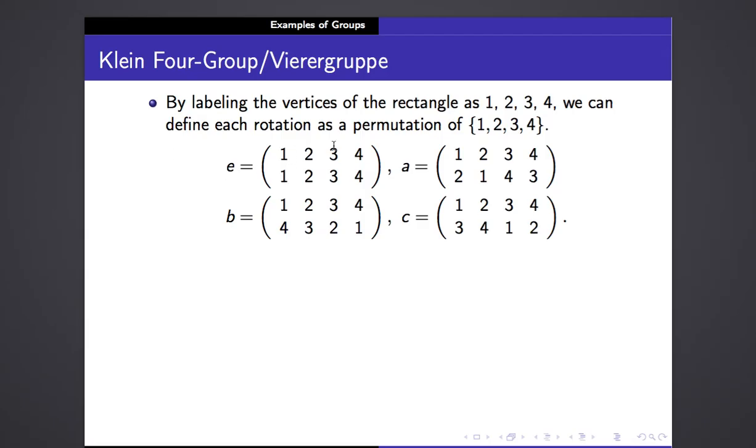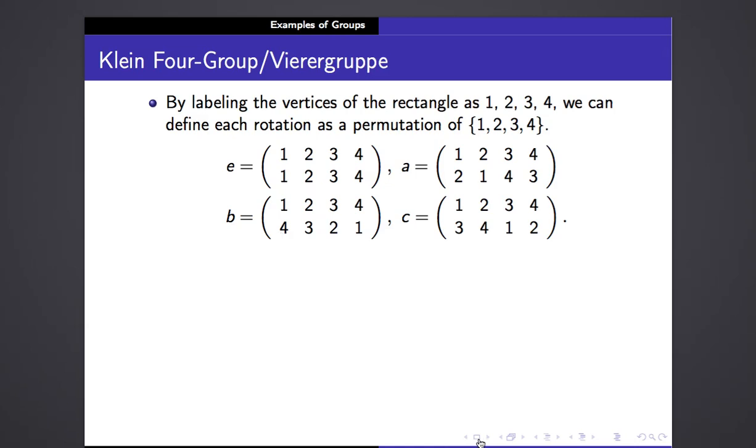All right? So E equals 1, 2, 3, 4 to 1, 2, 3, 4. Obviously, 1 goes to 1, 2 goes to 2, 3 goes to 3, 4 goes to 4. So nothing happens, right? That's the identity. The rotation A is what? 1 goes to 2, 2 goes to 1, 3 goes to 4, 4 goes to 3.